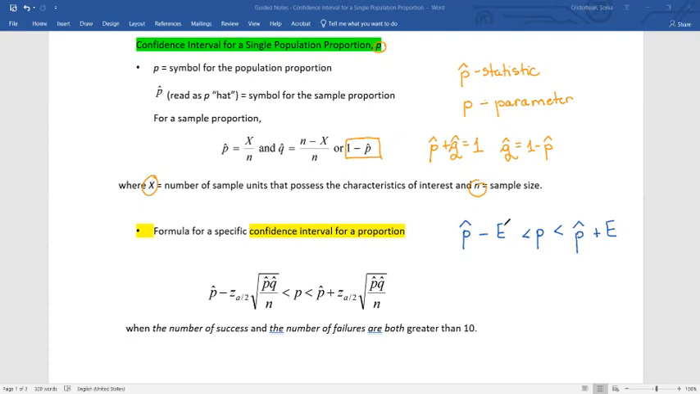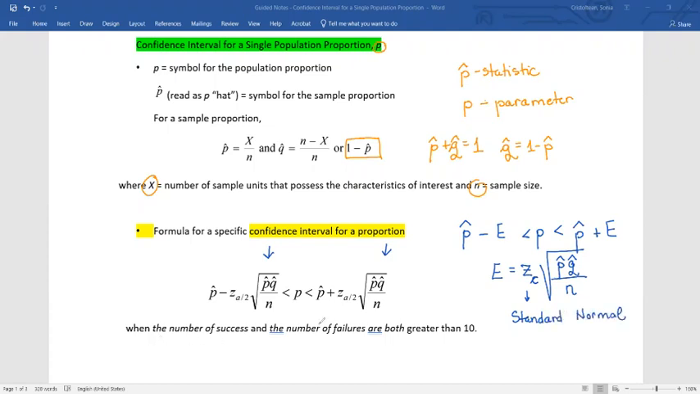So how do we find E? Well, E is right here. I'll write it down right here. E equals, and I'll be using Z_C, the critical value, instead of Z alpha over 2, times the square root of P hat Q hat divided by N. You see right away that because you're using the critical value Z, in this type of problem, we will be using the standard normal distribution, or the Z distribution.